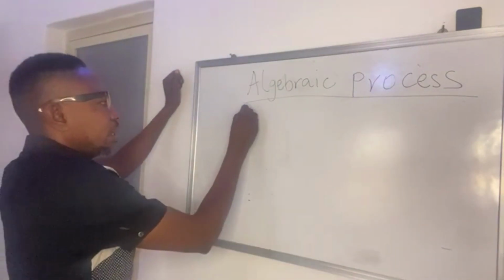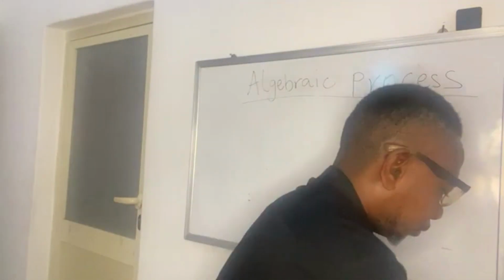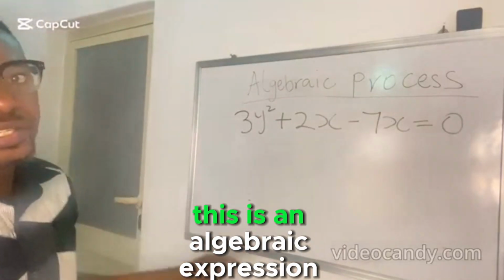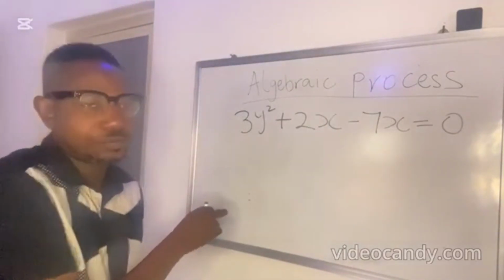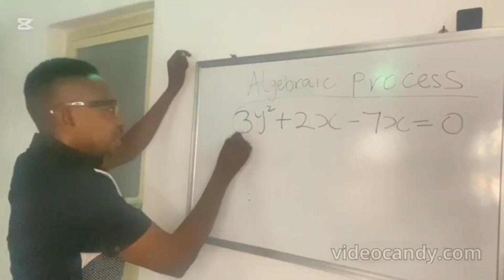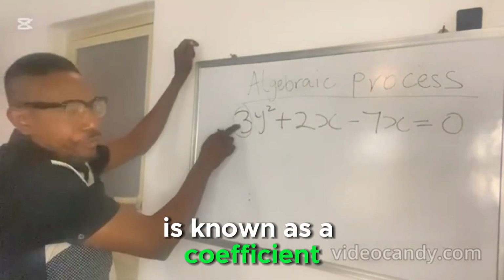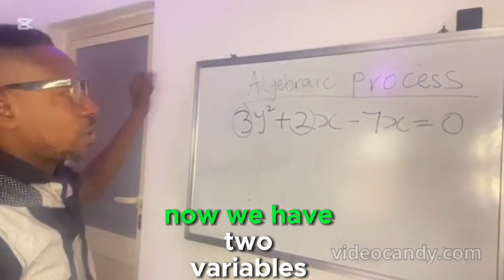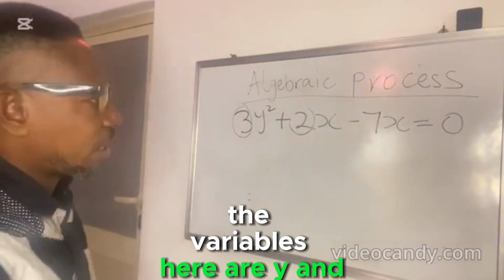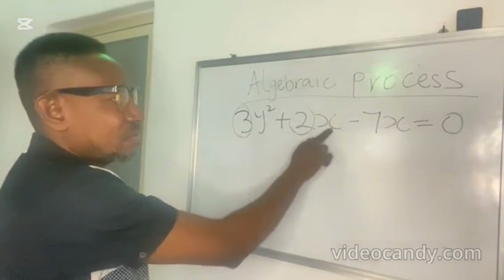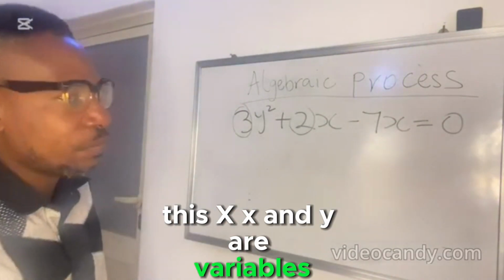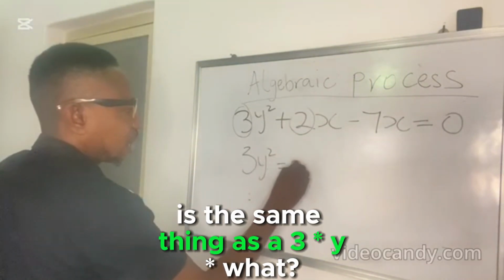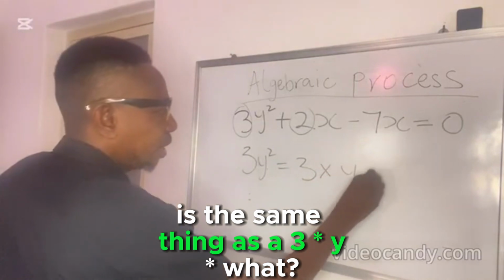When we have something like this, this is an algebraic expression whereby this 3 here is known as a coefficient. This 2 here is also known as a coefficient. Now we have 2 variables here. The variables here are y and x. Mind you that this 3y squared is the same thing as 3 times y times what?